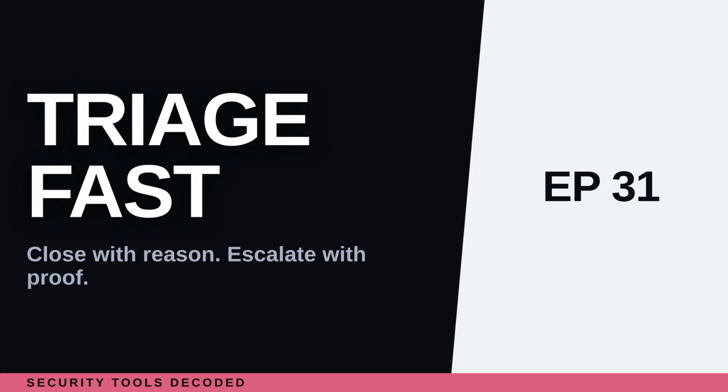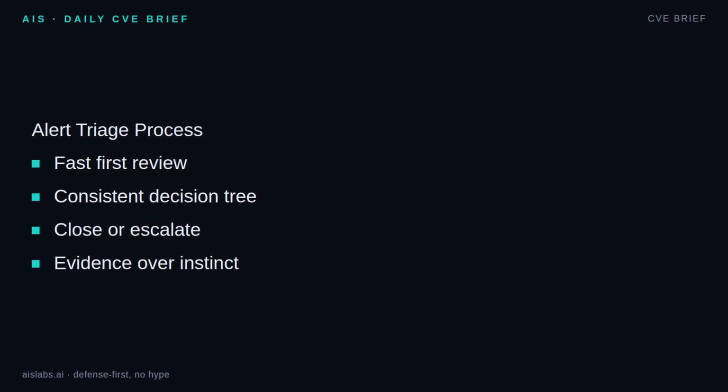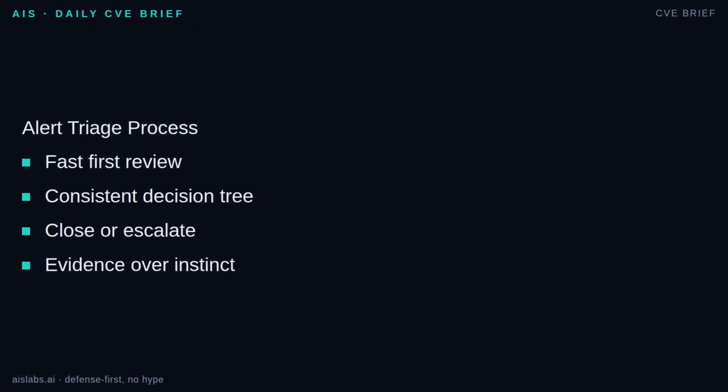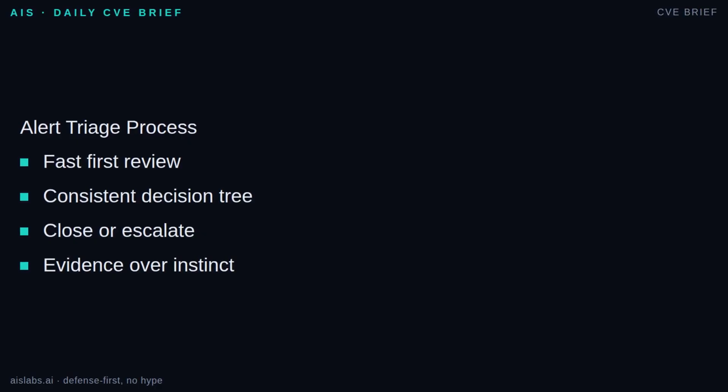A good alert triage process removes the guesswork. In 5 minutes, the analyst should reach exactly one of two outcomes: close with a written reason, or escalate with evidence. An alert triage process is the first structured review of a security alert. Plain English, it tells an analyst what to check, in what order, before deciding what happens next.